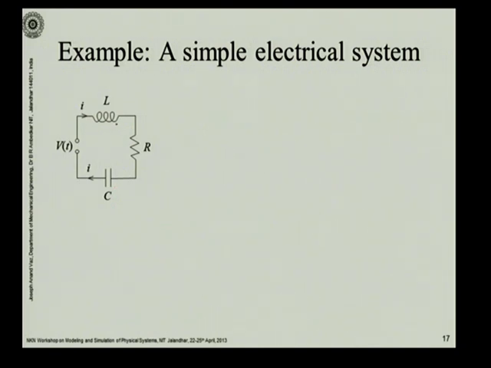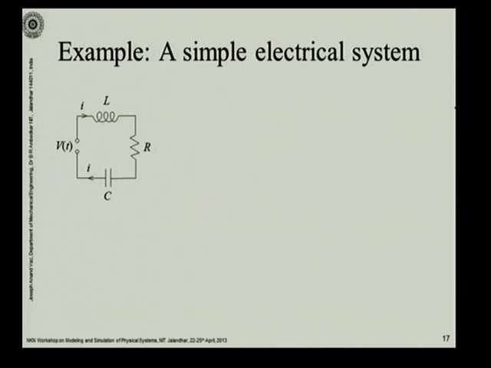An inductance, a linear inductance, a resistance and a capacitance, and they are in series, and we have a source which is providing a difference of potential, and let's say that this source can change with time. This is a very simple system, and when you apply a potential across, you have the development of a current in this circuit, and let's see how we model it.